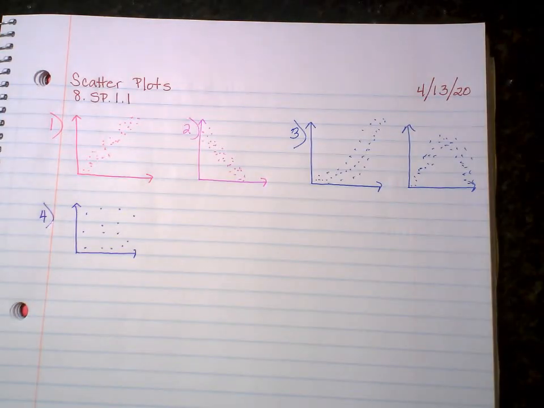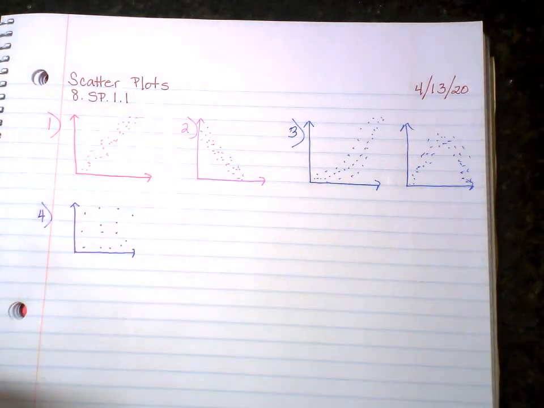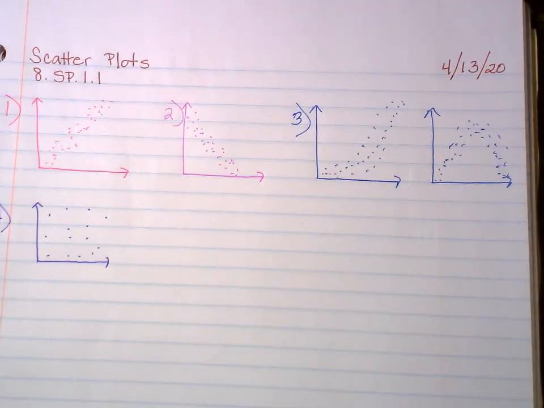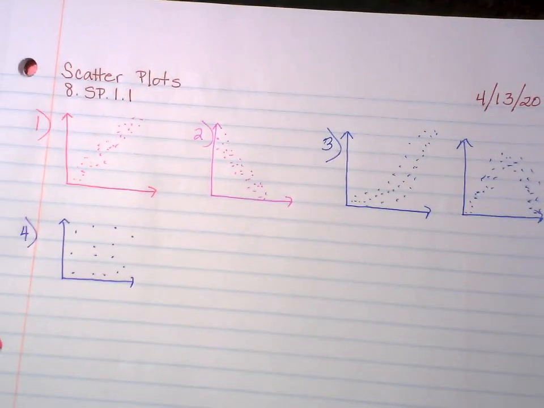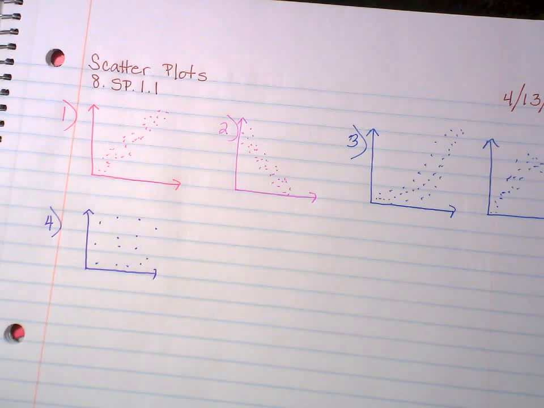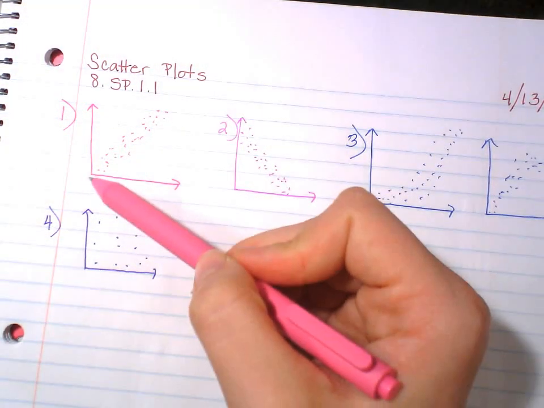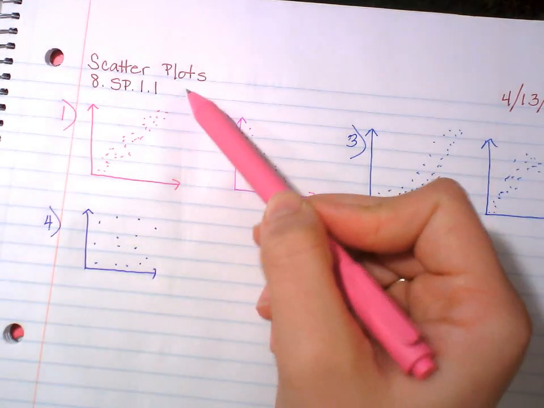So when you are looking at a scatter plot, you are thinking, can I draw a line through it? Now this line that you draw through scatter plots is called the line of best fit. So it like fits the best. Can you draw a straight line through this? Yeah, it would just go right through it.